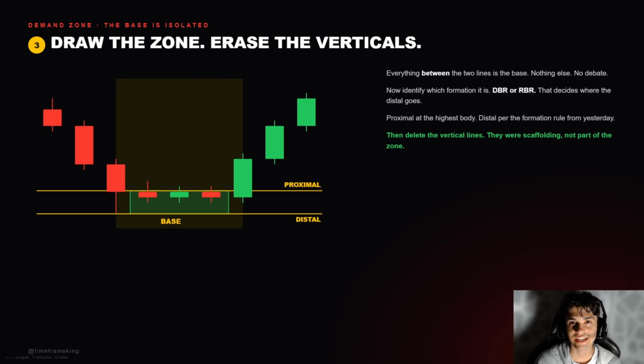The base is isolated. Everything between those two lines is the base, as you can see there. Not around it, no, between them, okay? There's no decision left to make. You didn't choose it. The chart handed it to you. Now, you want to identify which formation it is. Here you can see it's a drop-based rally, but it can also be a rally-based rally. And that should tell you where the distal goes. Okay, that's from yesterday's lesson. Proximal is at the highest body, distal per the formation route.